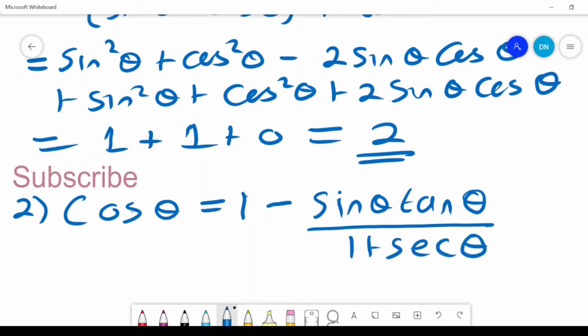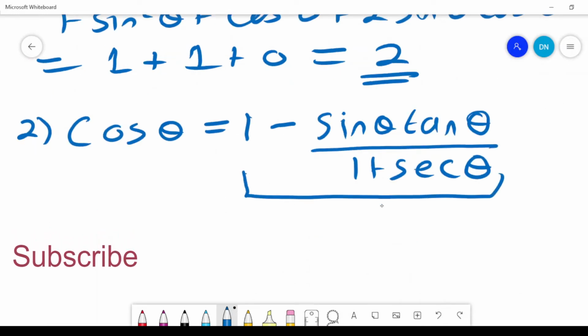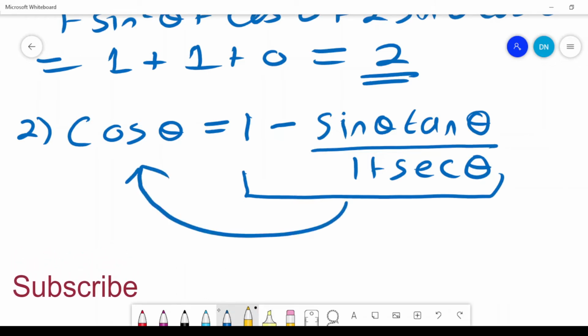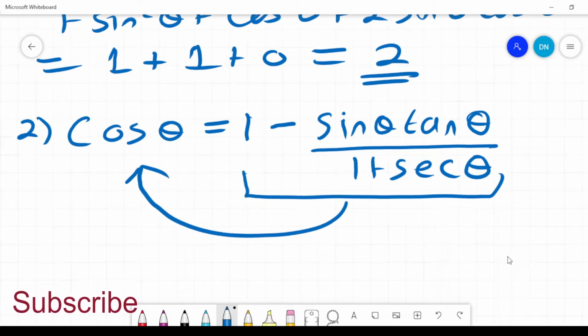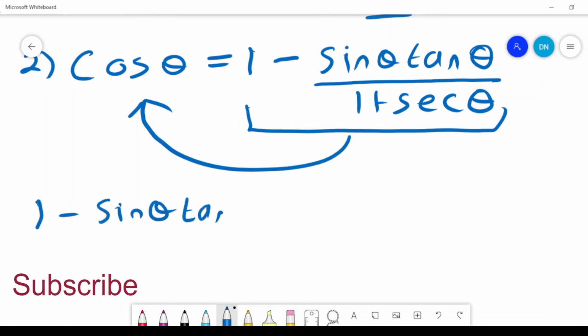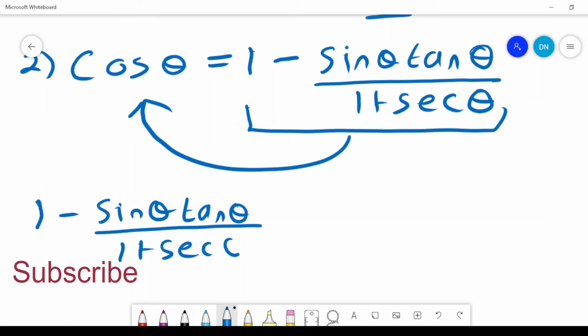So we want to show that cos theta is equal to 1 minus sine theta tan theta over 1 plus sec theta. I want to prove that this part should be equal to this, and I can do that by doing a little bit of a trick. So what I'll do is I'll carry over this 1 minus sine theta tan theta all over 1 plus sec theta.